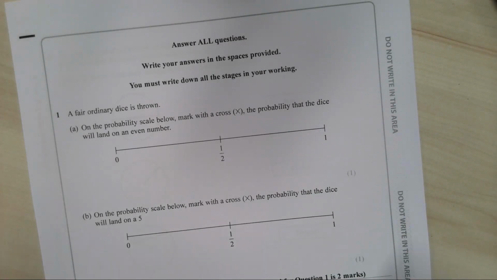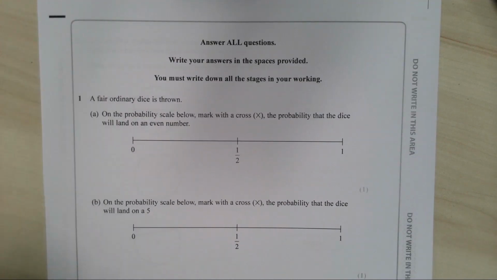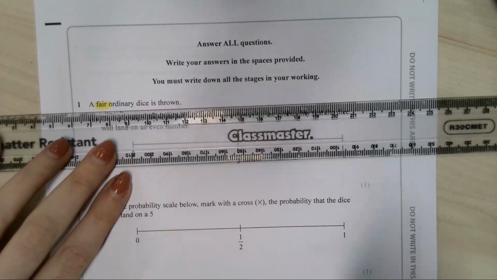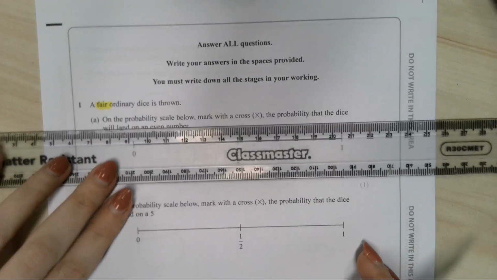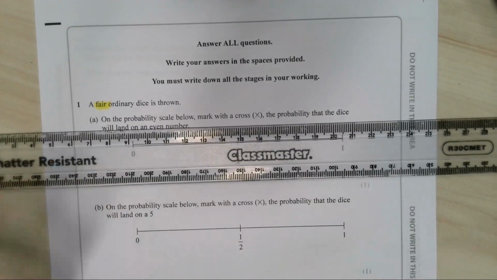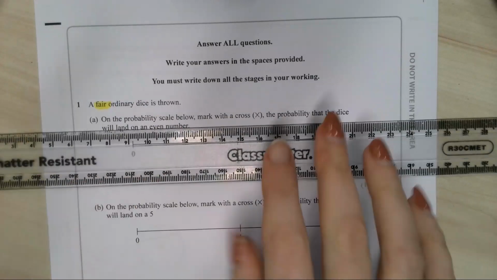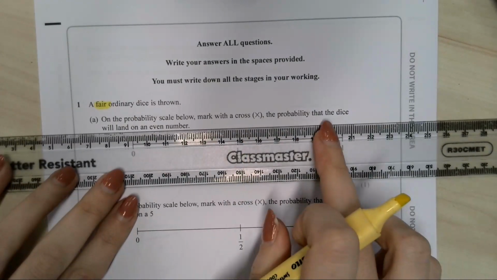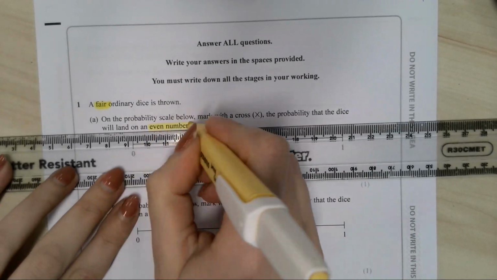Okay, this is mock set 2, paper 3. So the first question says, a fair ordinary dice is thrown. That is important. We need to know that it's fair. That means that it has an equal chance of landing on each of the numbers on the dice. On the probability scale below, mark with a cross the probability that the dice will land on an even number.